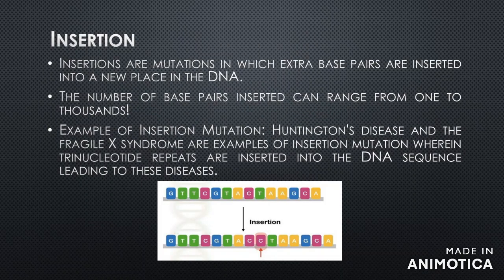Insertion. Insertions are mutations in which extra base pairs are inserted into a new place in the DNA. The number of base pairs inserted can range from 1 to 1000. Example of insertion mutation. Huntington's disease and the Fragile X syndrome are examples of insertion mutation, wherein trinucleotide repeats are inserted into the DNA sequence, leading to these diseases.